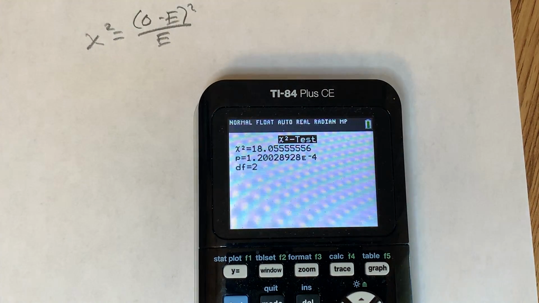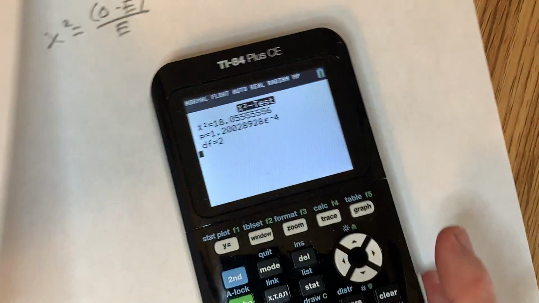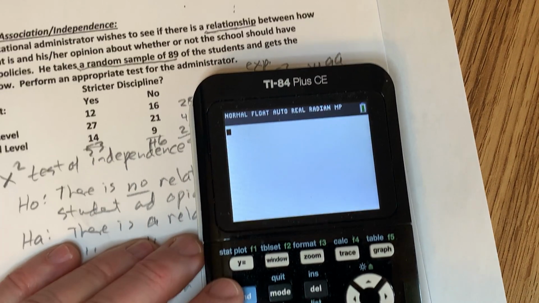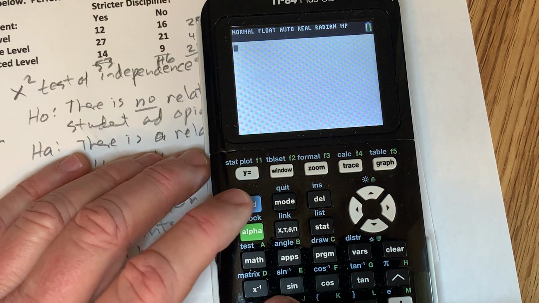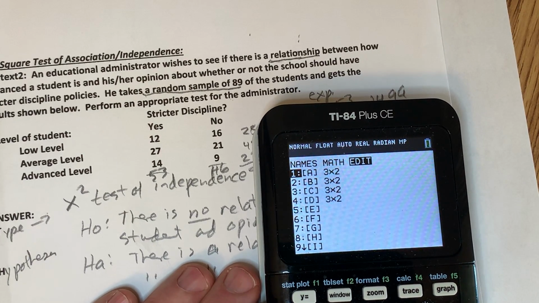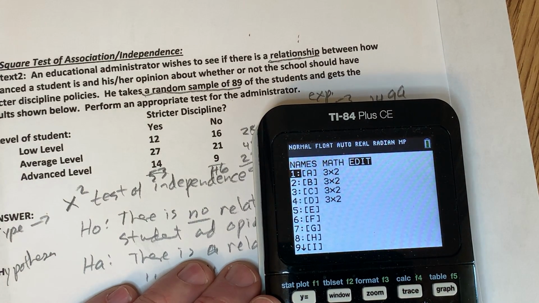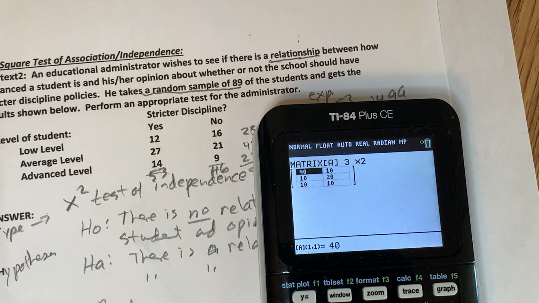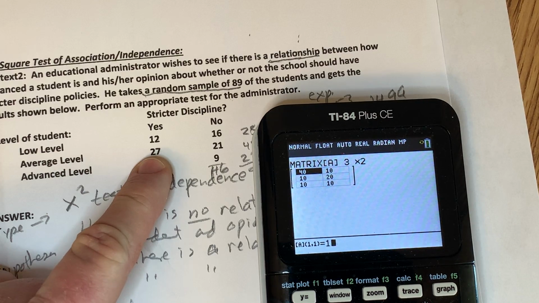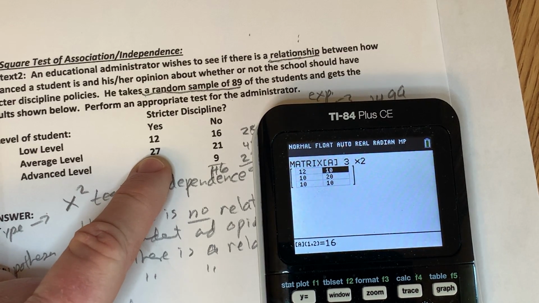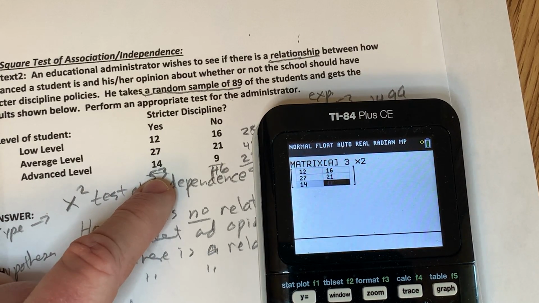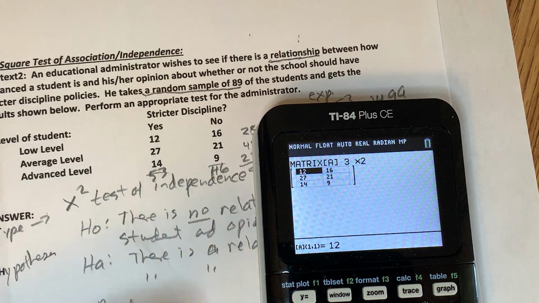And so this is what we'll do, is we will put all of these values in a matrix. And so here we go. I'll do second matrix. Remember, matrix is right above the x to the negative 1. And so we would go edit. So you go to edit matrix A. It is 3 by 2, which, by the way, if you don't enter that right, then your matrix won't come up the right shape. And so we'll enter these numbers, 12 here, 16 here, and then 27, and then 21, and then 14, and then 9. Okay, I believe I've entered those correctly.